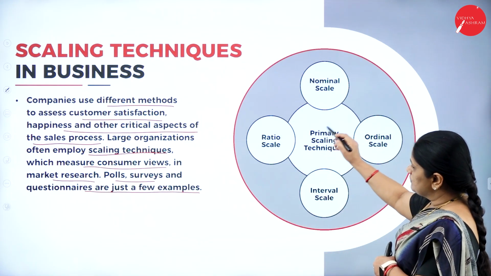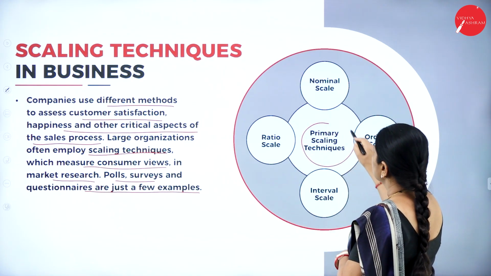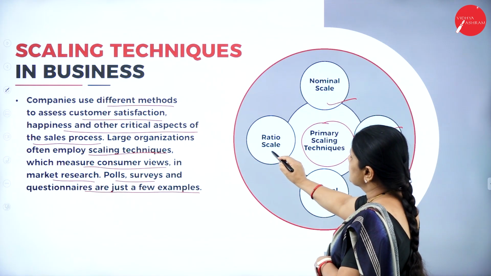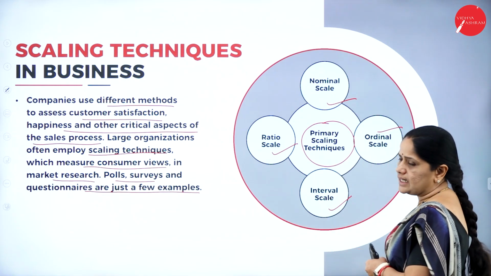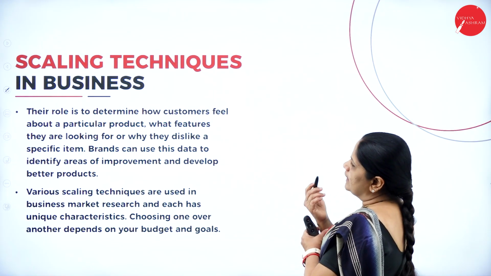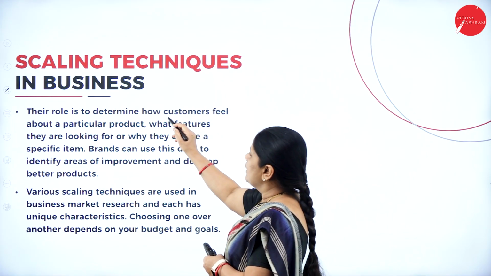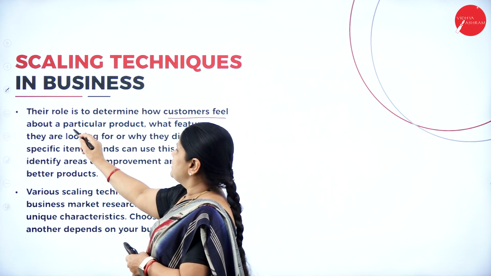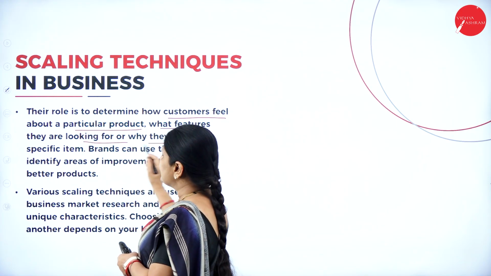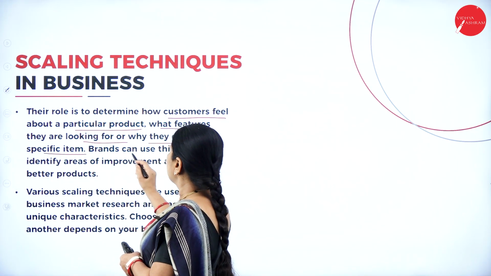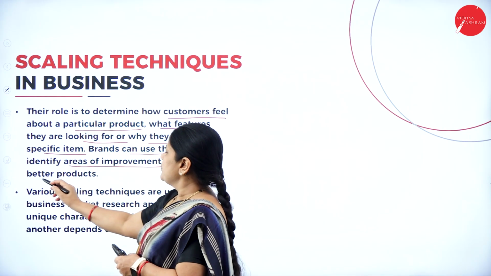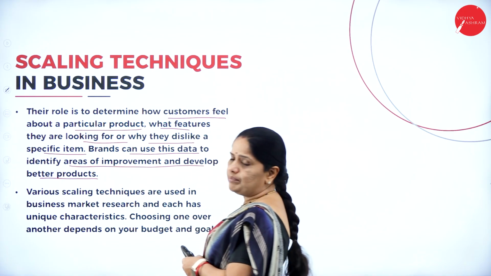You can see here the primary scaling techniques. So, we have the nominal scale, the ordinal scale, the interval scale, and the ratio scale. So, these are the different ways of measuring. Their role is to determine how customers feel about a particular product, what features they are looking for, or why they dislike a specific item. Brands can use this data to identify areas of improvement and develop better products.